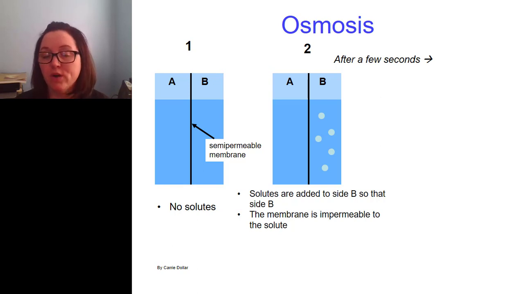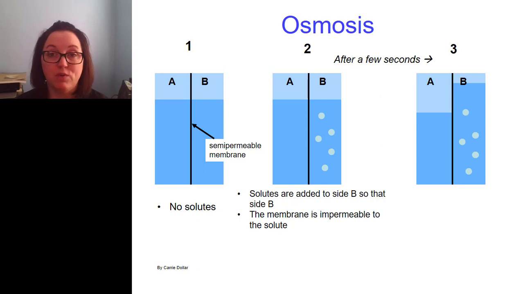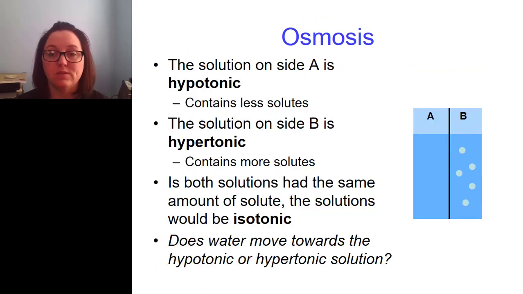But what's going to happen with the water? The water can cross. Now, don't forget, according to osmosis, the rule is that the water will move towards the solutes. So take a second and pause the video and see if you can predict what's going to happen next. If you guessed something like this, you were correct. Water moves from side A towards side B because water moves towards the high solute concentration. Right? So that caused the water level on side B to rise. So that was osmosis in action.